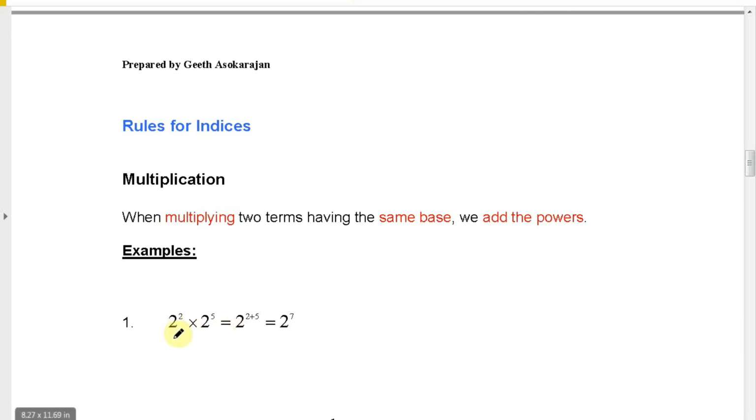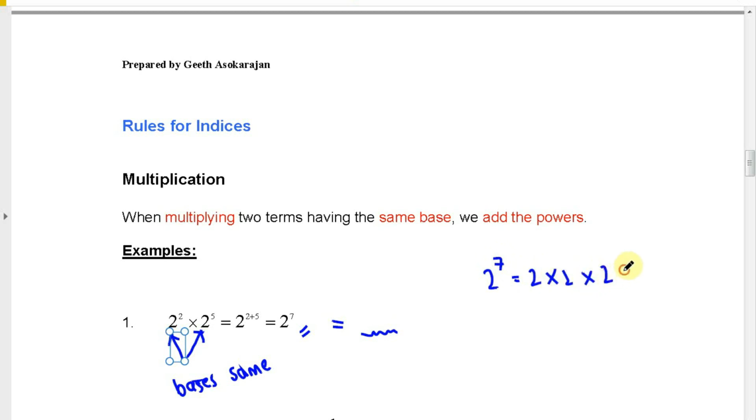Now I've got two terms here and the base numbers are the same. The base numbers are both 2. So I'm going to say that the bases are the same. And remember, only if the bases are the same, we add the powers. So it's going to be 2 to the power 2 plus 5, and 2 plus 5 is 7. So it's 2 to the power 7, and you could just as well calculate that. So remember, 2 to the power 7 is the same as 2 times 2 times 2 times 2 times 2, so 1, 2, 3, 4, 5 times 2 times another 2. Okay?